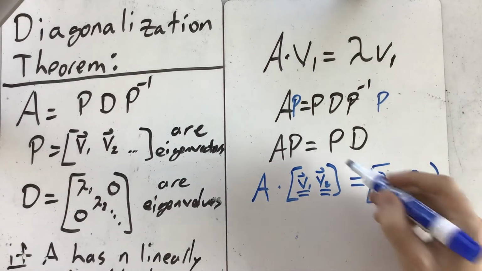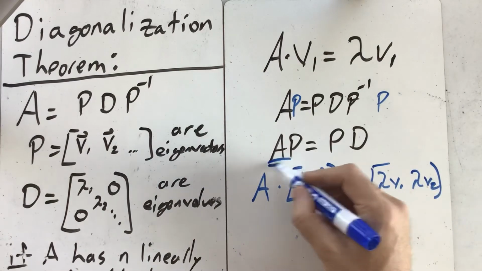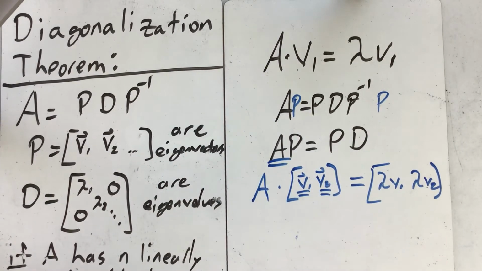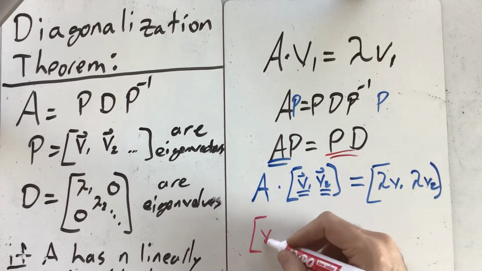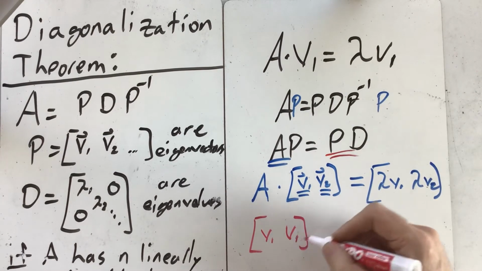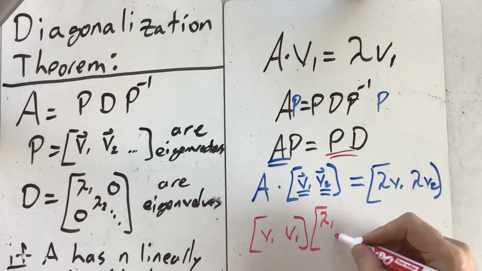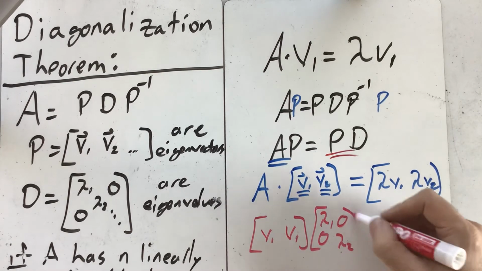Okay, but at any rate, if I look at PD, so that's this part. If I look at the second part, which is the P times D part, well, that's just my two eigenvectors times lambda 1, lambda 2 with zeros in here.